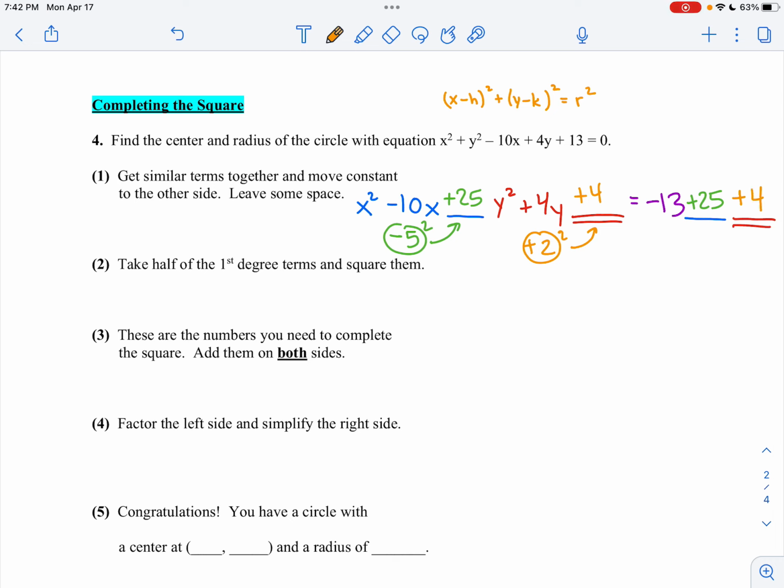And so we're going to add that to both sides. And that was step 2 and 3. We squared them and then we added to both sides. So we kind of combined 2 steps in one. All right, now step 4 says to factor the left side and then simplify the right side.